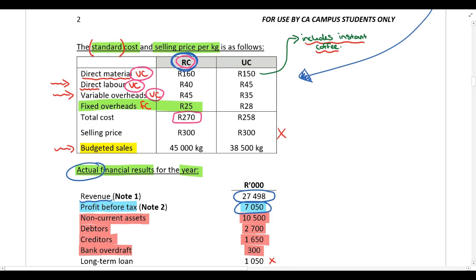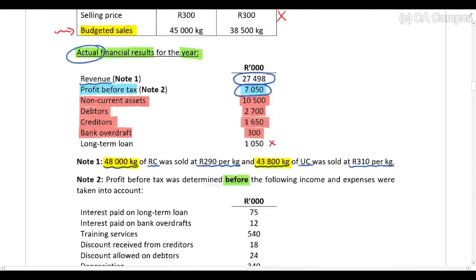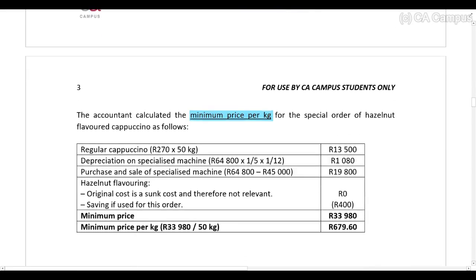The only time that a fixed cost can be relevant is if you are specifically told that the fixed costs are going to increase as a direct result of the special order. Then that additional fixed cost, the increase, the incremental portion, will be relevant. However, if you are not given that information, the fixed costs are not relevant. So there's the first mistake. Because if we look at the accountant's calculation, you can see he's saying 270 Rand per kilogram multiplied by 50 kilograms. That's not correct, because that also includes the fixed costs.